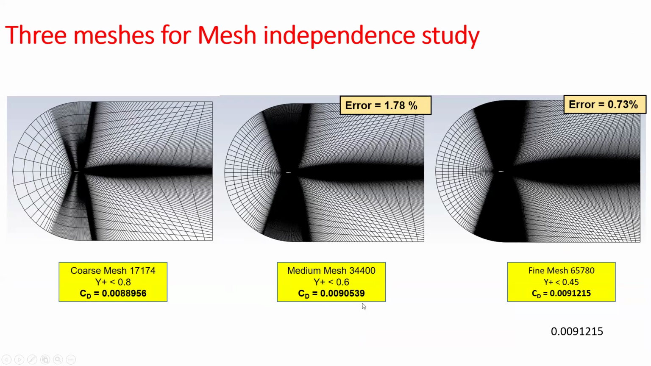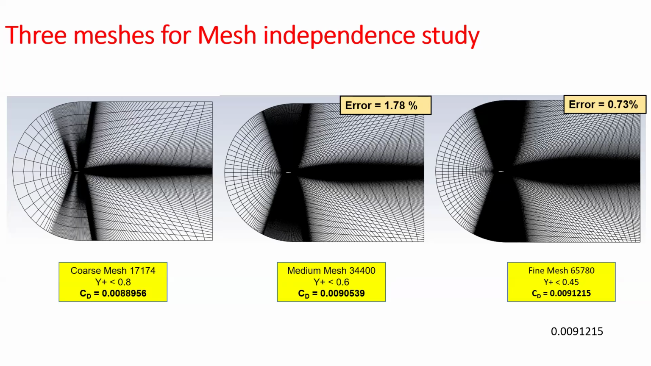Second case, medium mesh around 35,000 cells, and fine mesh around 65 to 67,000 cells, and Y plus is less than 1 in every case, like 0.45, 0.6, and 0.8. This is the maximum value of Y plus in the coarse mesh, medium mesh, and fine mesh. From the coarse mesh to the medium mesh, the error was only 1.78%, and from the medium to the fine, the error was only 0.73%. So based on this result, I can say that even the coarse mesh is giving us decent values.